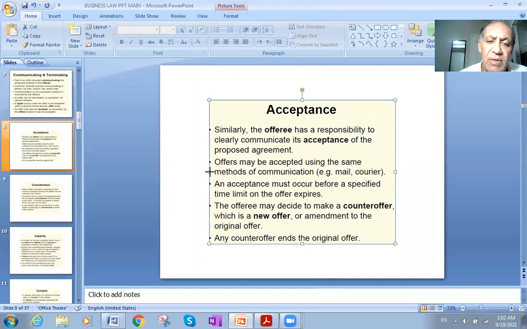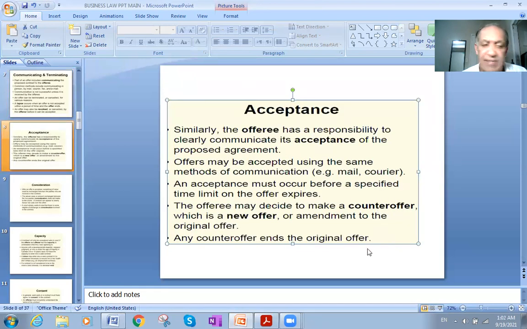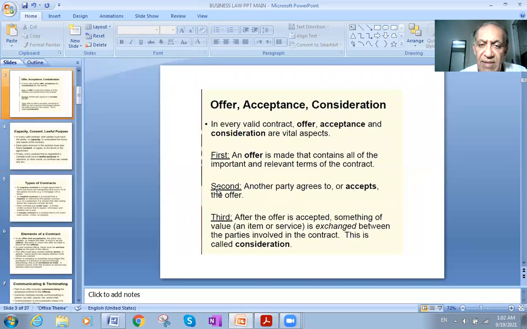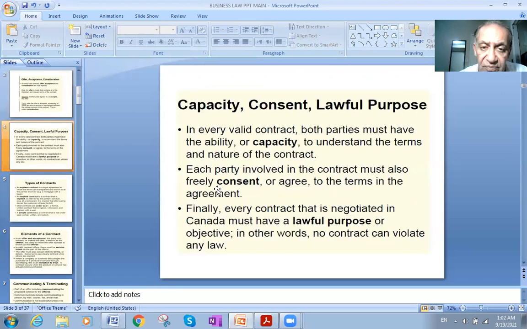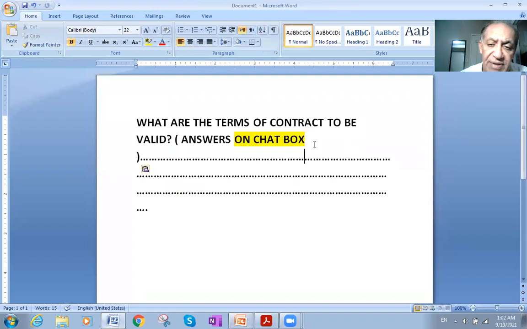Now we will come to the acceptance part. But before we come to the acceptance part on slide 8, let us go back to see some of the points which said now we have acceptance and consideration, consent and lawful purpose, types of. We will ask a question now. What are the types of contracts?